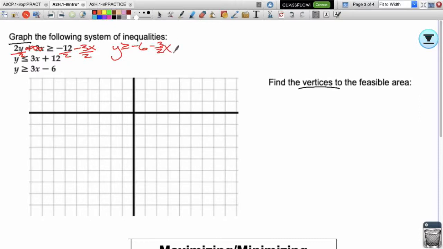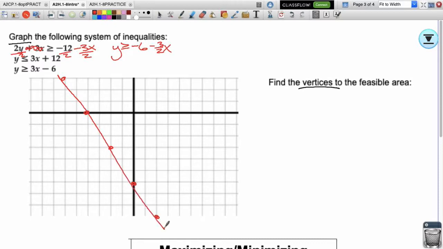Now it's obvious what my graph's going to be. I'm going to start at -6. I'm going to go down 3, forwards 2. So -6 is going to be 1, 2, 3, 4, 5, 6. I'm going to go down 3, forwards 2. I'm also going to go up 3, backwards 2. And in my first line, I really do want to fill up my grid. Okay. I'm going to do a solid line.